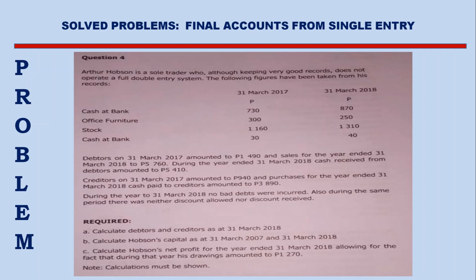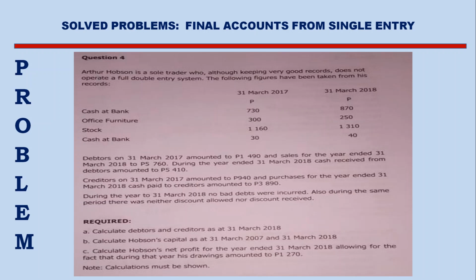During the year 31st March 2018, no bad debts were incurred. Also during the same period, there was neither discount allowed nor discount received. Required. A. Calculate debtors and creditors as on 31st March 2018.